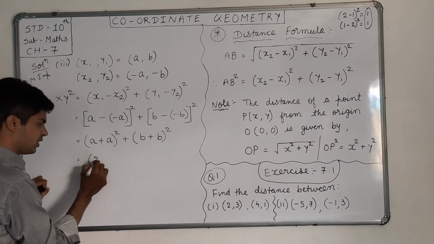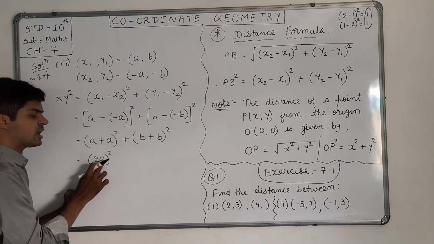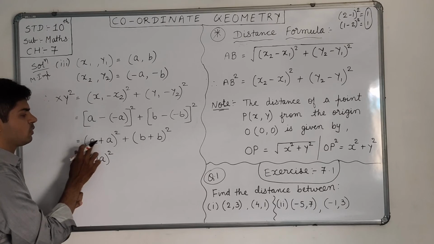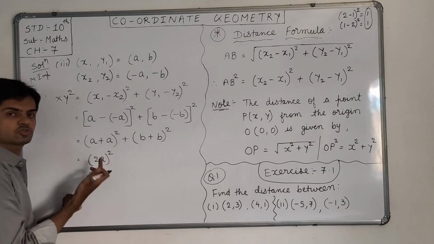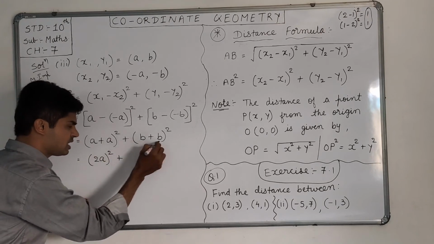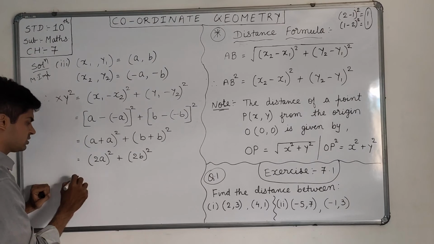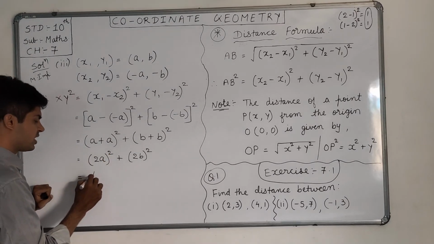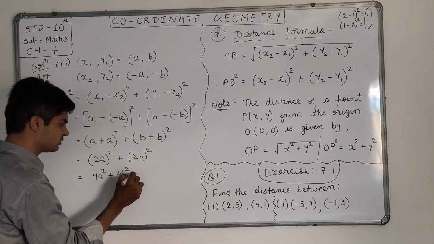A plus a, 2a, whole square. The answer of a plus a will be 2a. Here there is nothing in front so 1, here also nothing so 1. 1a plus 1a means 2a, plus b plus b, 2b, whole square. Solve this: 2a whole square means 4a square plus 4b square.